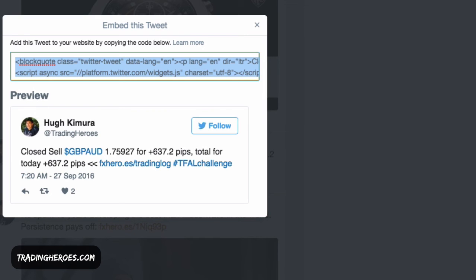You can see all of my trades on my trading log at tradingheroes.com, and it was a pretty good month. I ended up positive 2.12%. So pretty good month. Next month, I'm looking to increase my risk a little bit more and see how that goes. If that doesn't work too well and it doesn't work with my psychology, then I'm going to drop back down to 0.5% risk per trade.